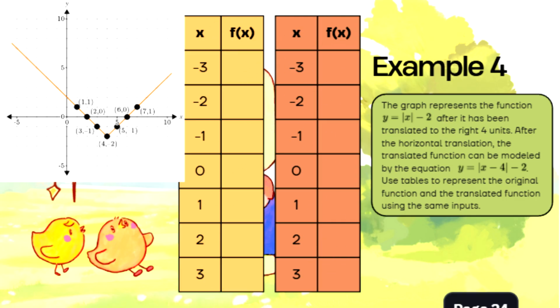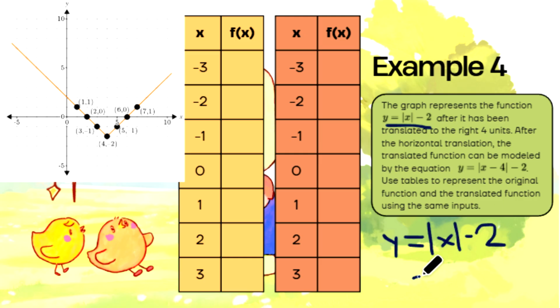So we're using the same x coordinates. These are the ones that they chose for both of them. Let's start with this formula. We have y equals the absolute value of x minus 2. Our first x value is negative 3.